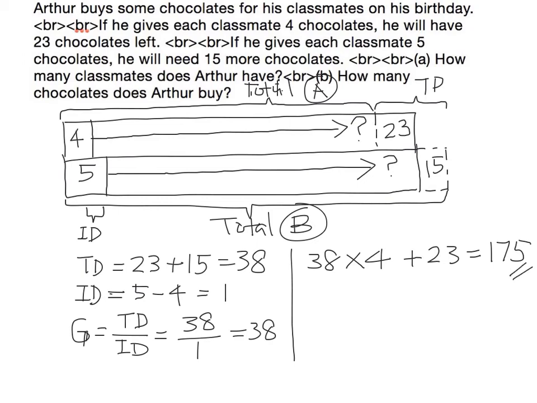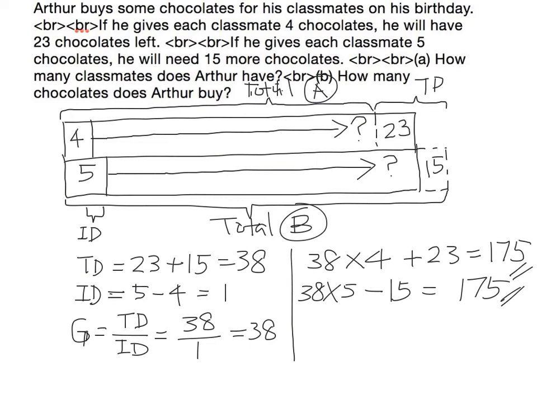Okay, then of course you can also use the second situation B to take 38 times 5, and then you minus 15. You will also get the same answer of 175. This is just another different way to work out the same answer for part A.